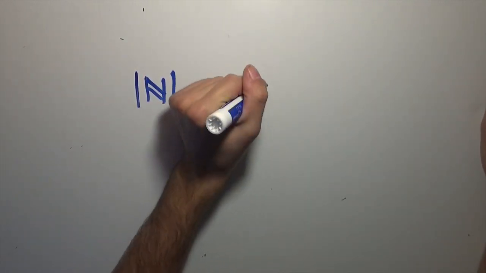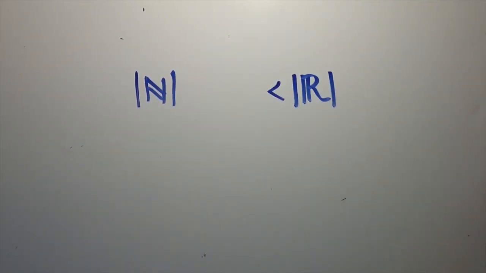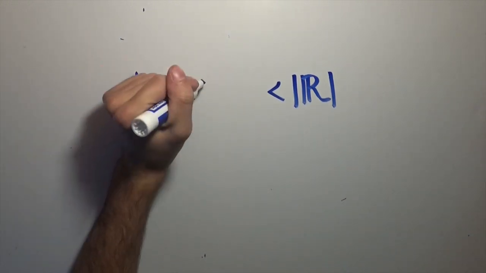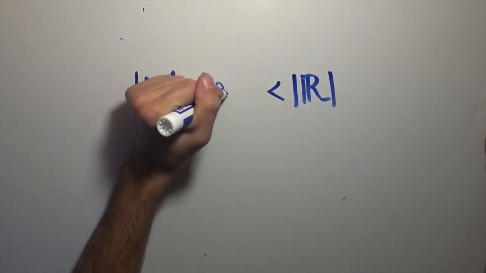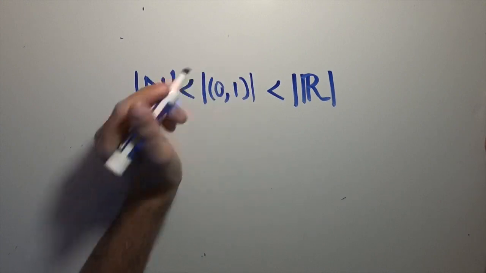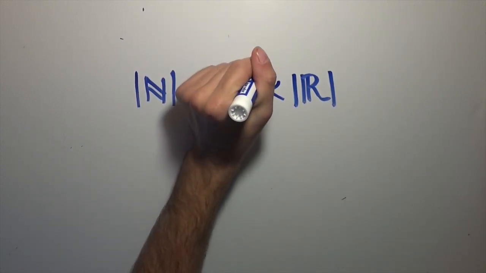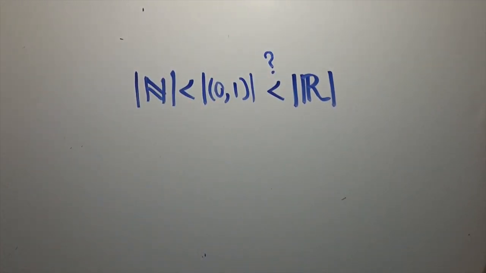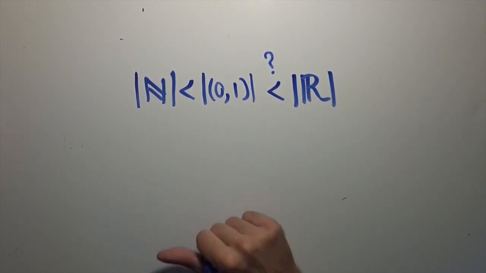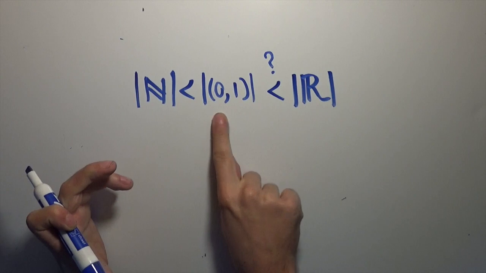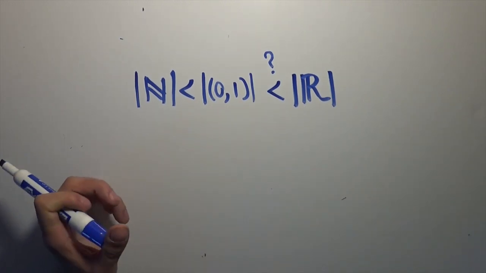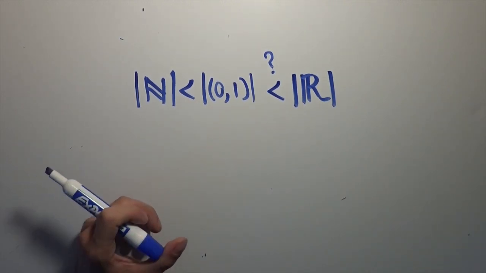So we showed that the size of N is strictly less than the size of R, right? But we also showed that it's strictly less than the size of the interval from 0 to 1. So is the size of 0 to 1 less than that of R? Well, that would answer the continuum hypothesis, wouldn't it? But I just said before that the continuum hypothesis is undecidable. So if it was that easy to find an example of something between them, then that wouldn't have been such an undecidable problem, would it?